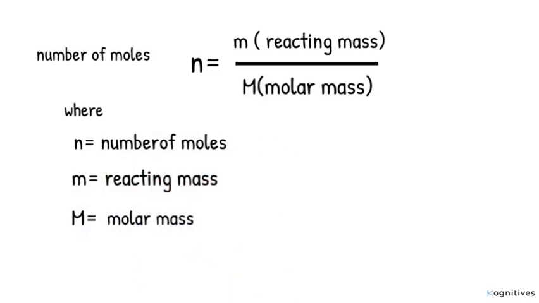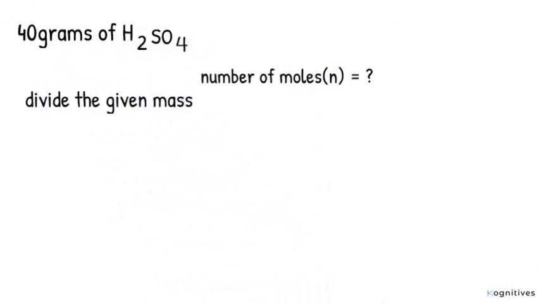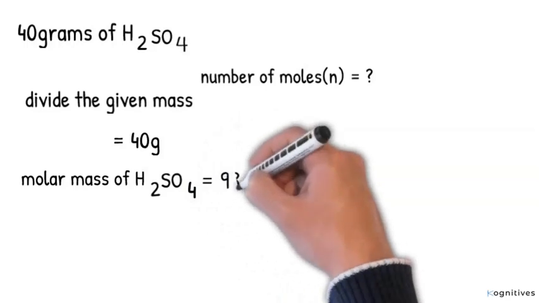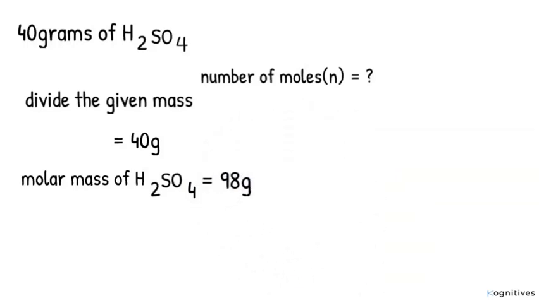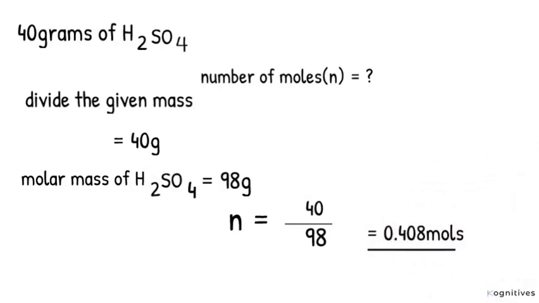Let's take an example. Take this question down. If we have 40 grams of H2SO4, or sulfuric acid, and we want to know the number of moles of H2SO4 in the sample, all we have to do is simply divide the given mass, which in this case is 40 grams, by the molar mass of H2SO4, which is 98 grams. Therefore, the number of moles N is equal to reacting mass 40 over molar mass 98. Dividing mathematically, this gives us 0.408 mole. It is quite easy, isn't it?